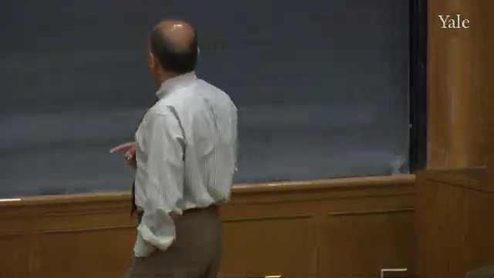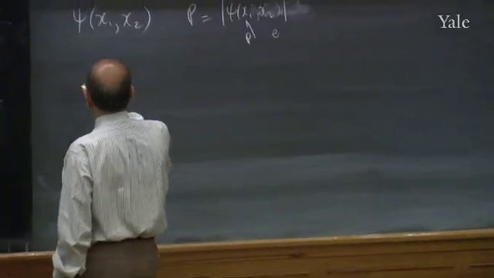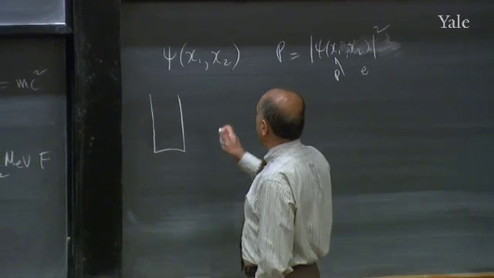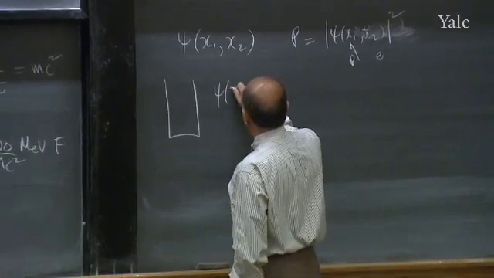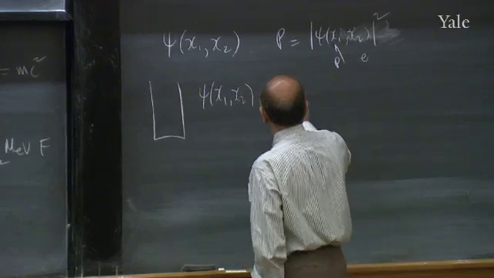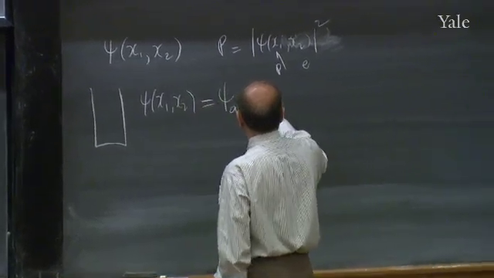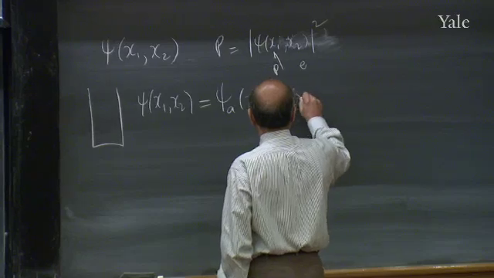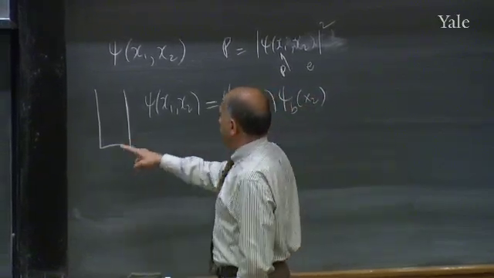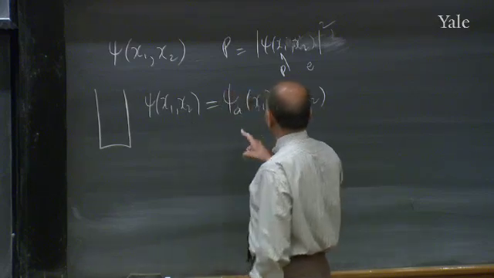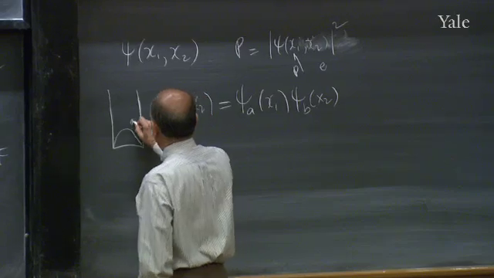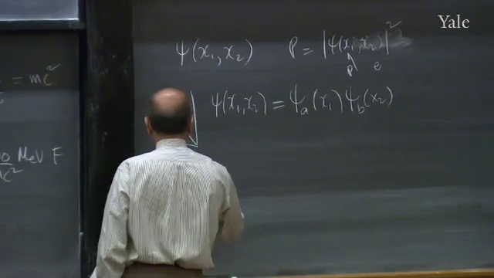Now let's take a concrete example. These guys are both in a box, let's say. And let's take a simple case. Psi of x1, x2 is equal to psi a of x1, psi b of x2, where a and b are wave functions of energy in a box for one particle. For example, this could be the state A, and this could be the state B.